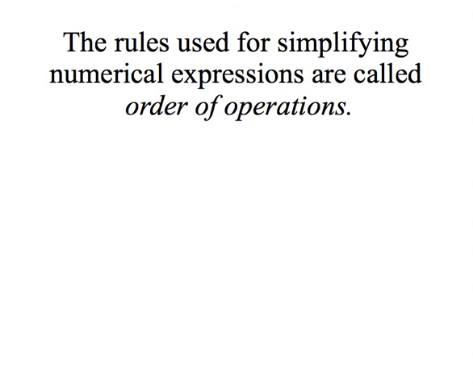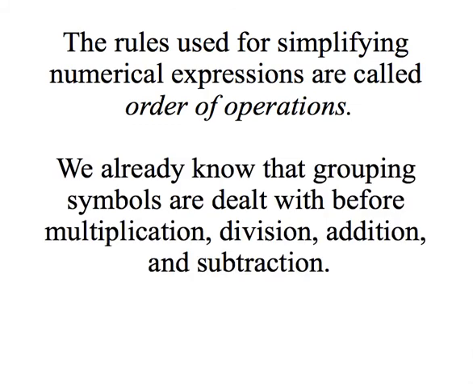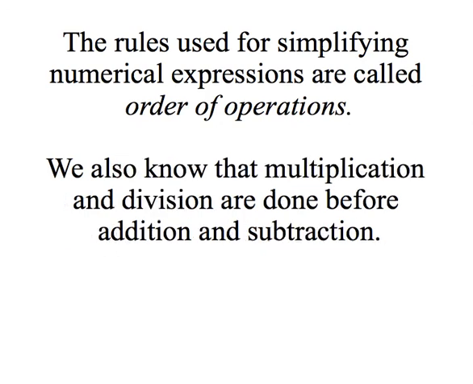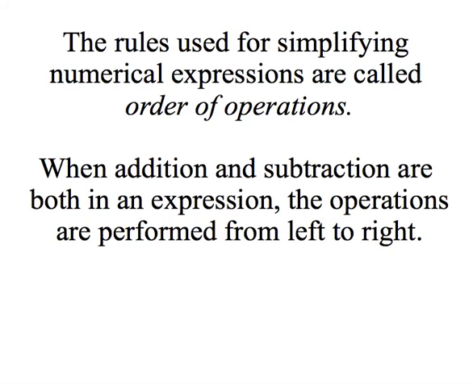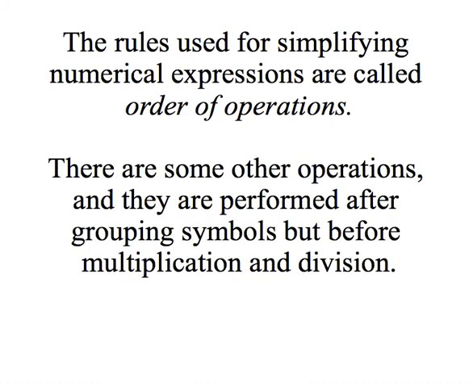The rules used for simplifying numerical expressions are called order of operations. We already know that grouping symbols are dealt with before multiplication, division, addition, and subtraction. We also know that multiplication and division are done before addition and subtraction. When multiplication and division are both in an expression, the operations are performed from left to right. That's also true for addition and subtraction. When they're both in an expression, the operations are performed from left to right.